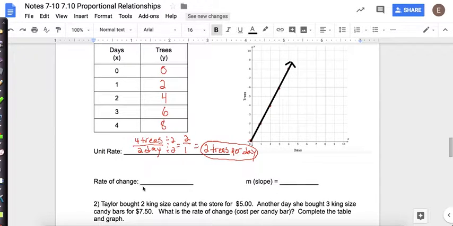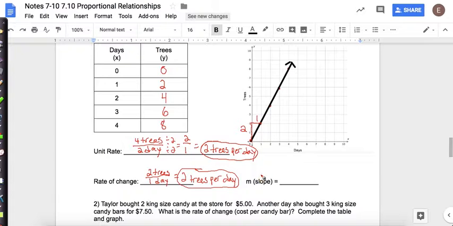etc. Now, the rate of change, also known as the slope, also known as change in y over change in x, also known as vertical change over horizontal change, also known as rise over run. So we can use all those terms. But the rate of change, we can look at the graph and figure out that we went up 2 over 1. So we rose 2 and we ran 1. So that's a 2 to 1 ratio. And the trees is the 2 and the days is the 1. So we're going to say 2 trees over 1 day. Okay, and we can simplify 2 over 1 to 2, so we can also say that the rate of change is 2 trees per day.